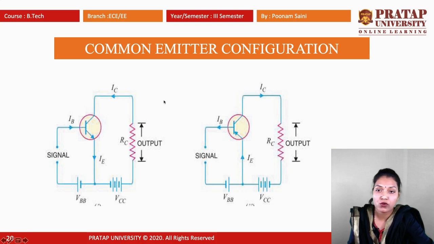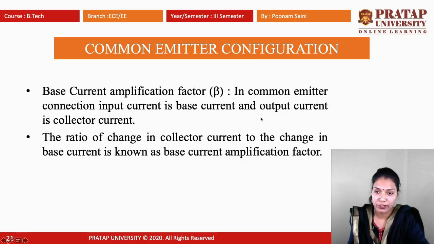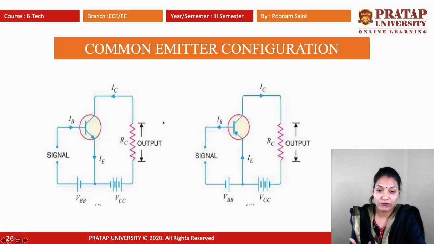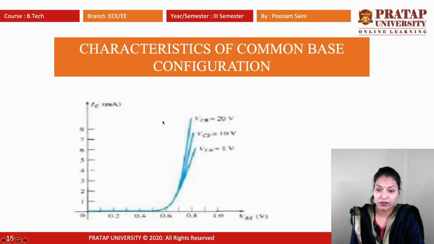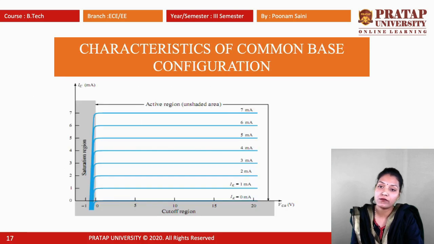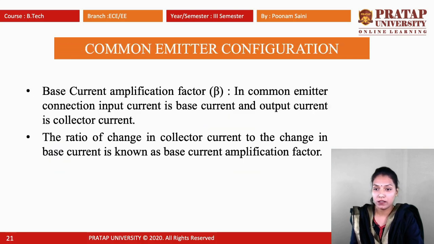So this is known as common emitter NPN, and this is known as common emitter PNP configuration. So what is beta? Beta is the base current amplification. And what is alpha? Alpha is basically known as the current amplification. Now we're going to study the base current amplification factor.